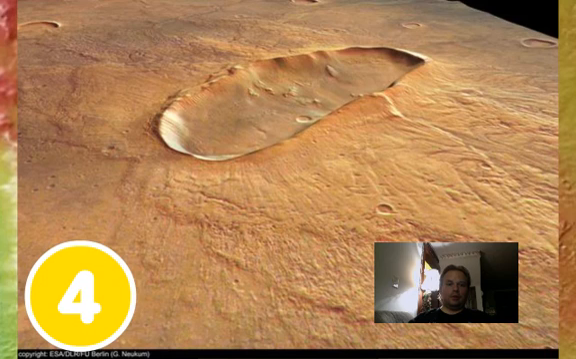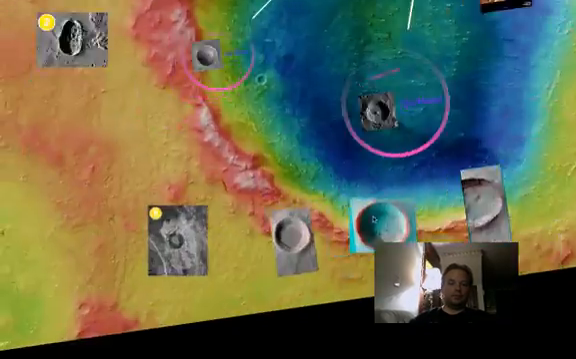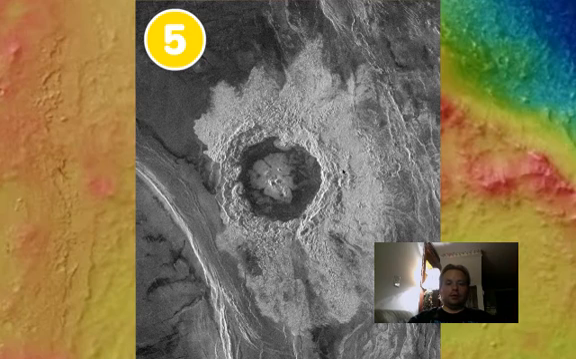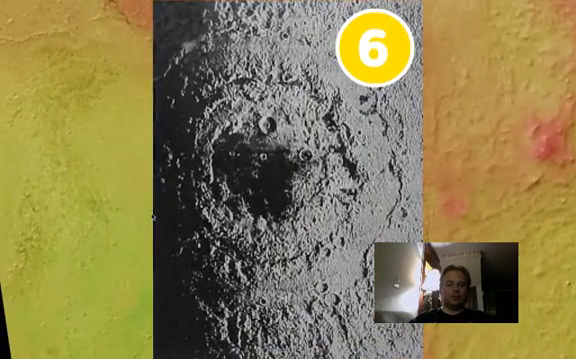Here's one on Mars. Famous butterfly crater. You can see the ejecta being splayed off in these directions. But is this simple, complex, a multi-ring basin, or oblong? Number 5 is this crater on Venus. Is this simple, complex, a multi-ring basin, or oblong? Oops. 6 is another crater. Is this a simple crater, complex crater, multi-ring basin, or an oblong crater?